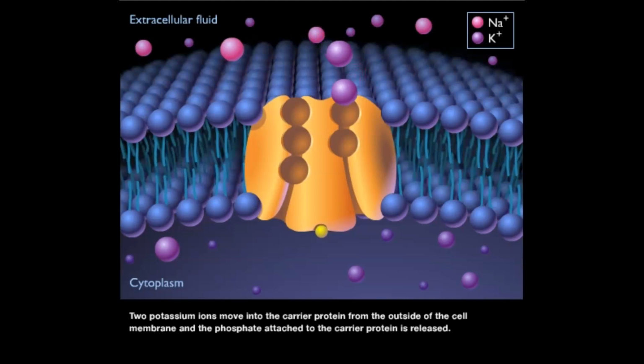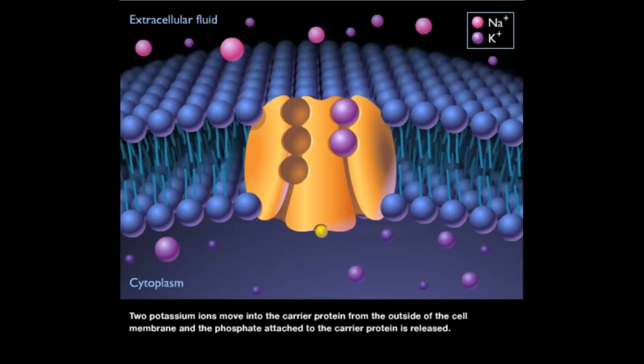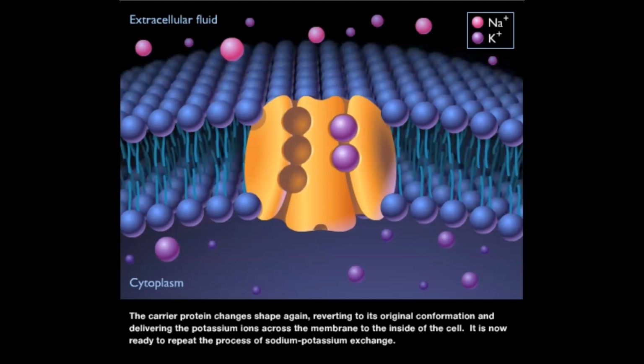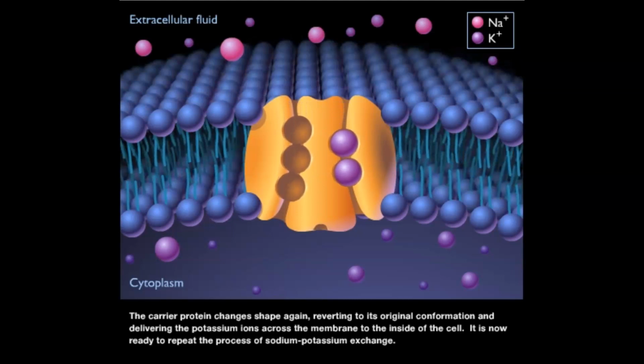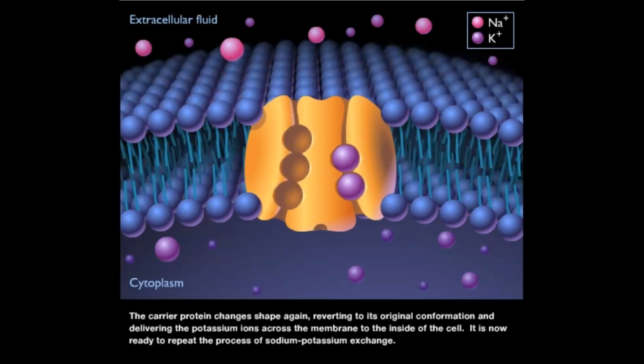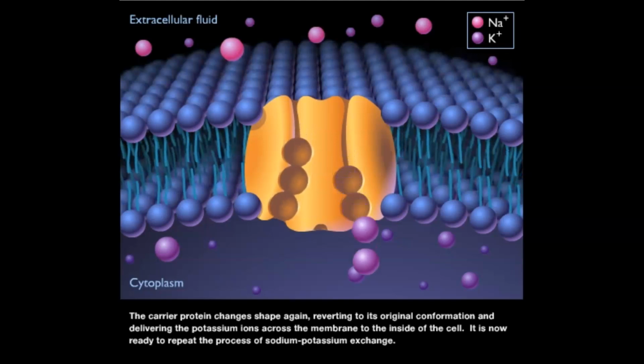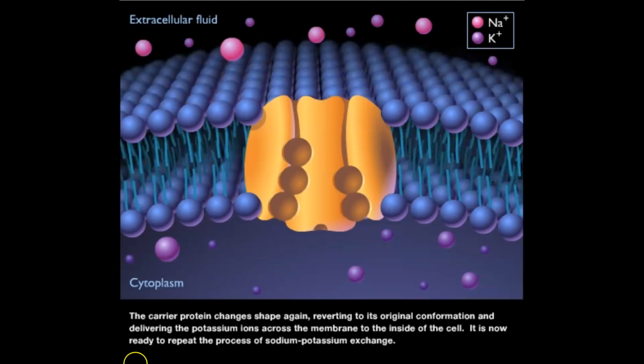2 potassium ions move into the carrier protein from the outside of the cell membrane, and the phosphate attached to the carrier protein is released. The carrier protein changes shape again, reverting to its original conformation, and delivering the potassium ions across the membrane to the inside of the cell. It is now ready to repeat the process of sodium-potassium exchange.